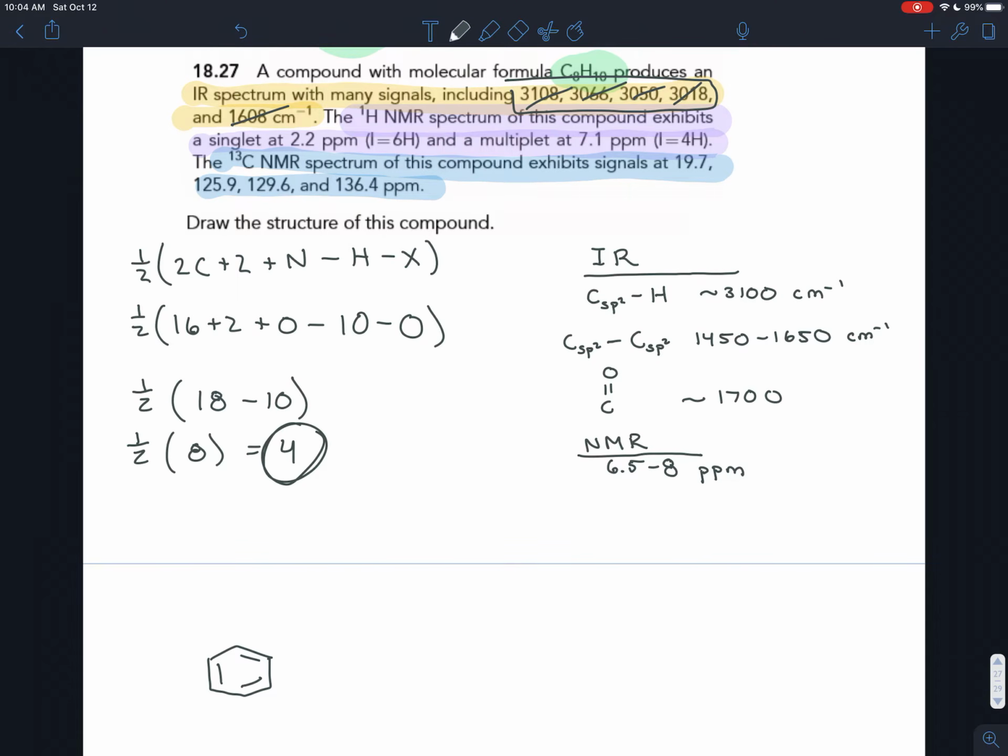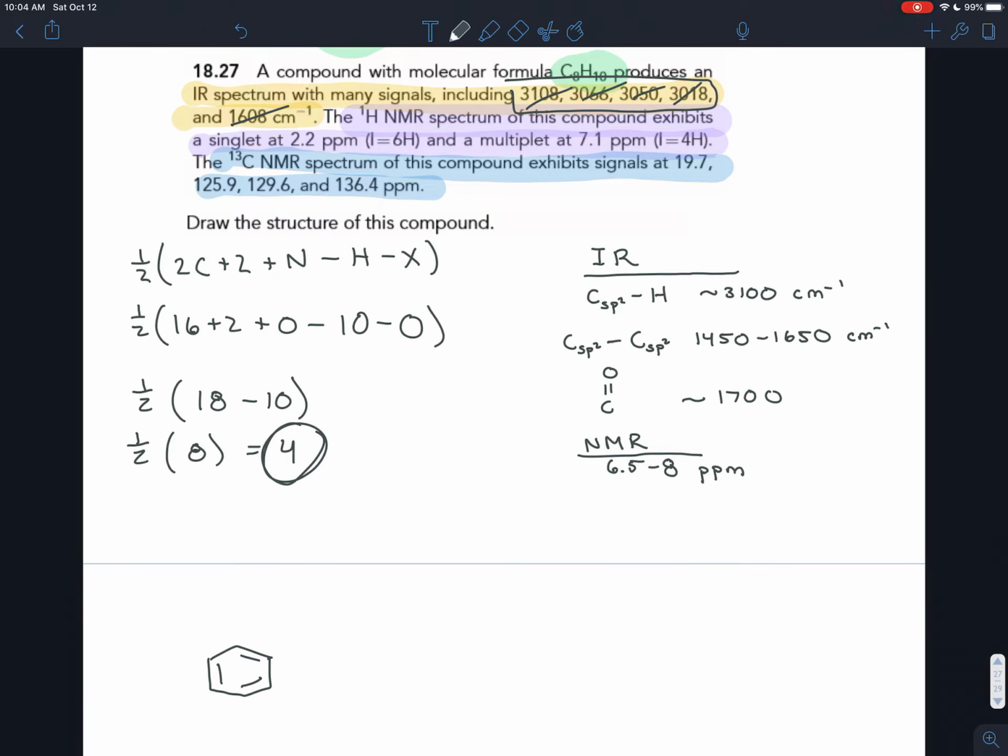So we have confirmation. All of those IR signals just confirm we have benzene. So much for the IR. Now, IR is giving you information not just about what's there, but also about what's not there. Notice you don't have any signals for a carbonyl, you don't have any signals for an amine, you don't have any signals for any other functional groups. So just the benzene.